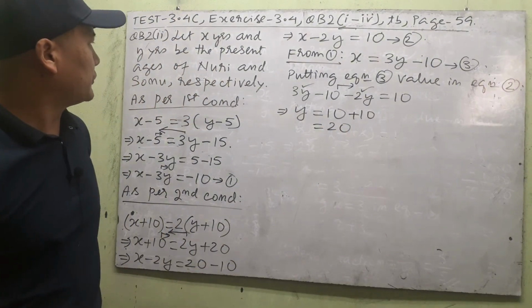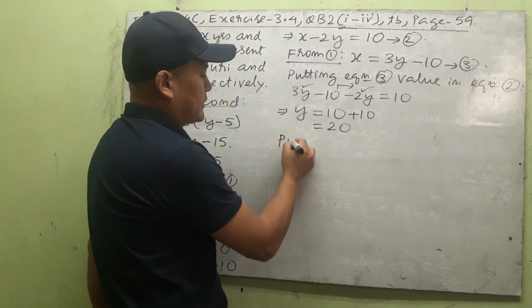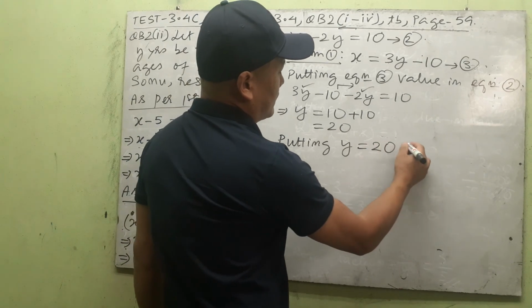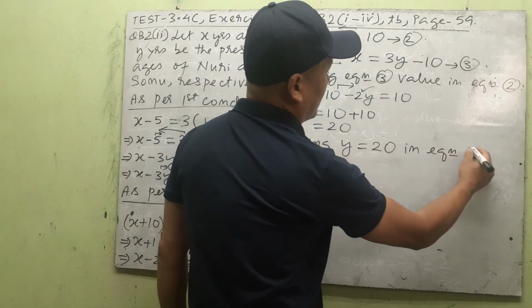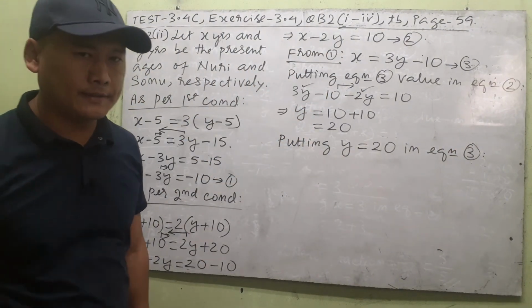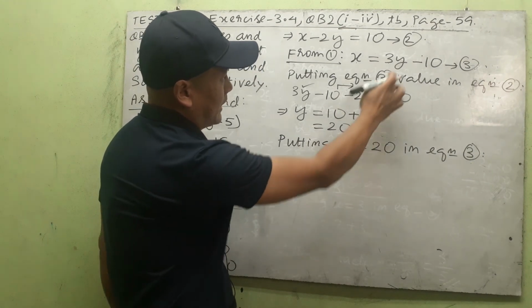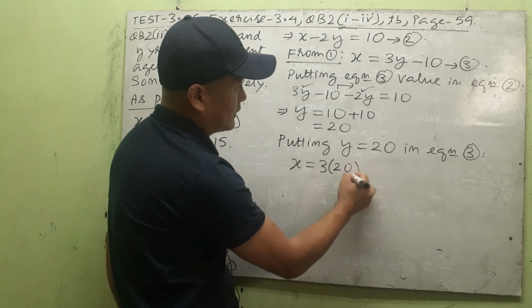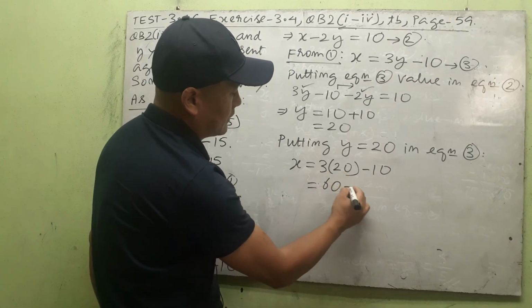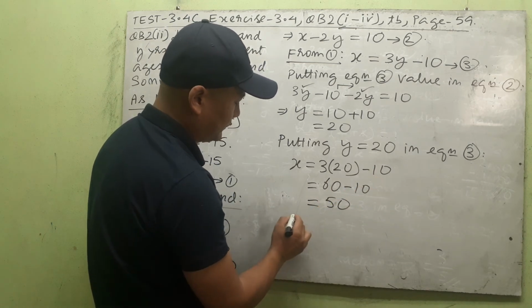The present age of Sonu is 20, the younger person. We need to find the older person's age, x, so putting this y value, which is equal to 20, in equation 3, because 3 is perfectly arranged for us to find out x, right? So here x is equal to 3 into y, and y is now going to be replaced by 20, minus 10. So 3 20s are 60 minus 10. 60 minus 10 is simple subtraction, 50.